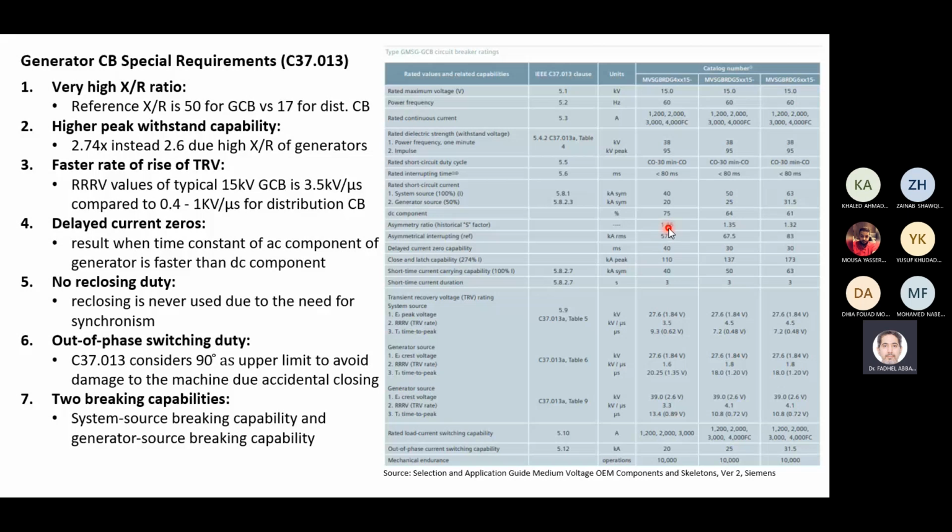So what does that mean? This breaker is designed to handle 47% higher than its breaking capacity, to include 75% of a DC current during contact parting time.